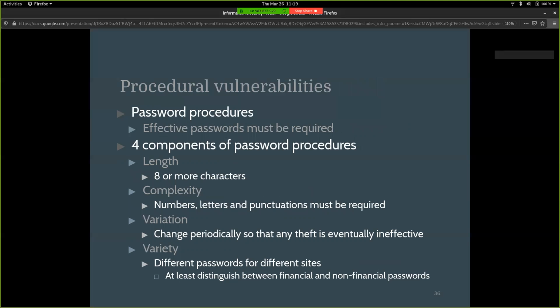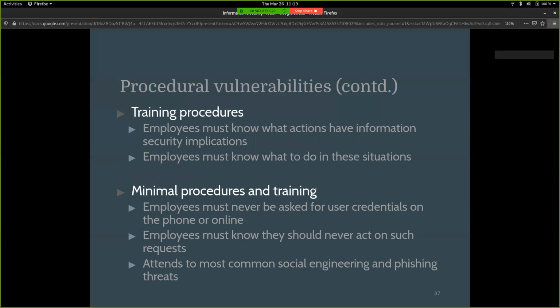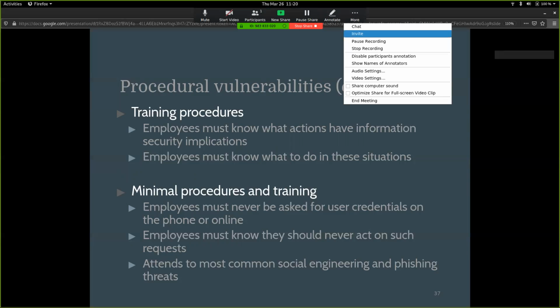We've talked a lot about password procedures in the past. I'm going to kind of hop over that. And we've talked about the importance of training and getting those procedures right to mitigate the risk of social engineering, phishing attempts, and those types of things that we've mentioned several times in this class already. So some of this is certainly repeat info.